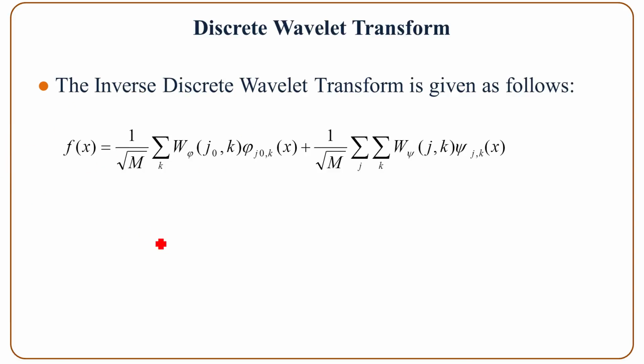And the inverse discrete wavelet transform is given as follows. Phi of x is equal to the first part plus the second part. The first part basically is the approximation of the function, and the second part is basically the detail of the function.